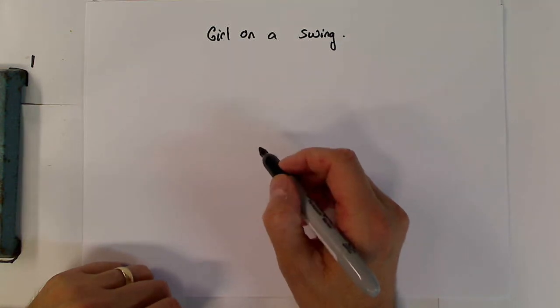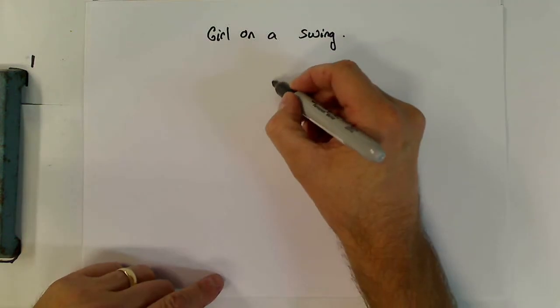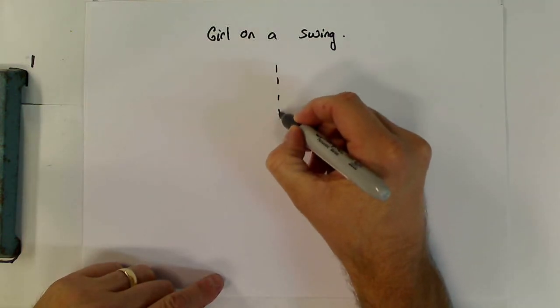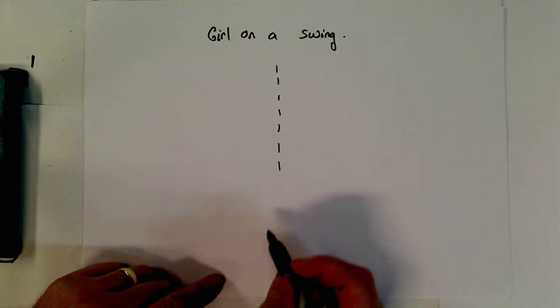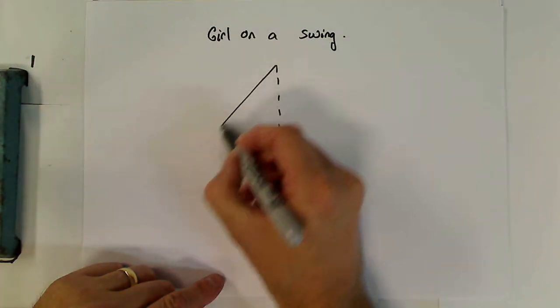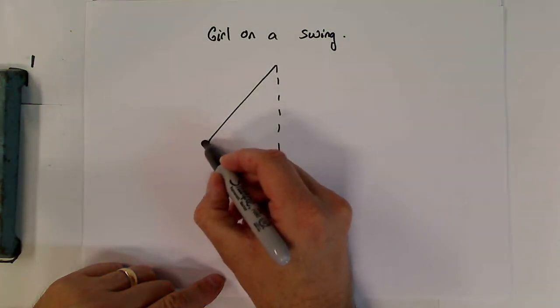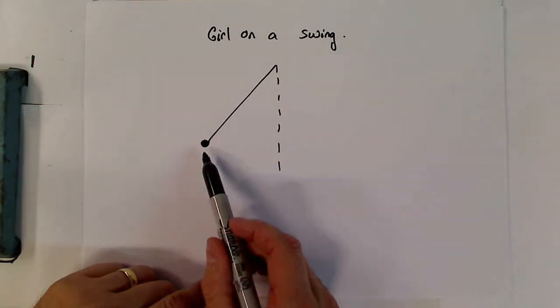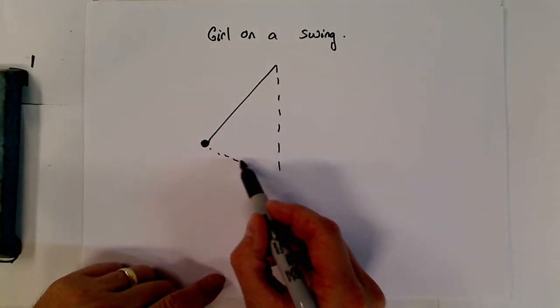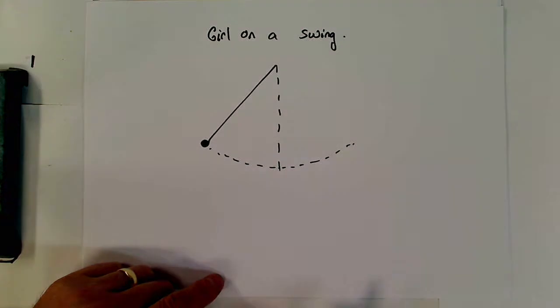Alright, what I want to look at here is what I call girl on a swing. There's a good question we'll do in a few more sessions on girl on a swing, but for now let's just treat it as if it's a pendulum. So that mass there could be the girl sitting on the swing, and as usual the pendulum's just going to pass through its normal motion.